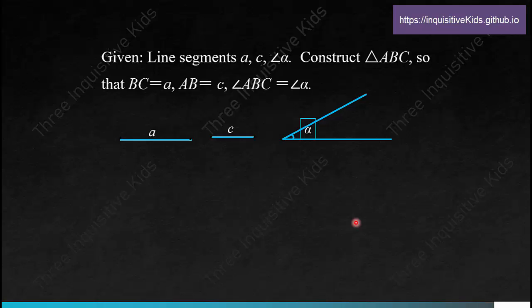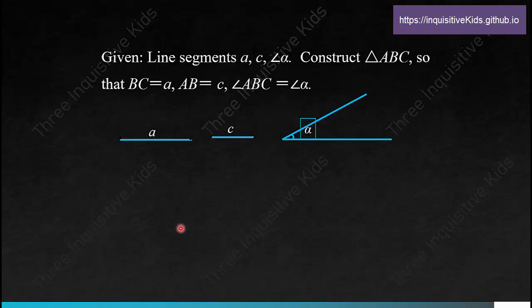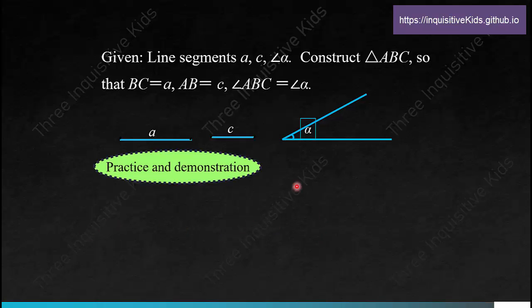So this is given. Line segments A, C and angle alpha. Construct triangle ABC so that BC is equal to A, AB is equal to C, and angle ABC is equal to angle alpha. So let me do this with you. Actually, I'm just going to show you the solution because it's going to be hard drawing on the computer. So this is a practice and demonstration.